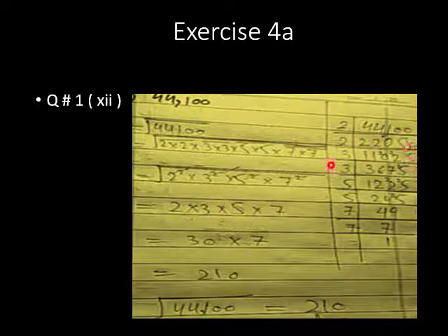2 5s are 10. Then 3 3s are 9, 2 is left. 3 6s are 18, 2 left. 3 7s are 21, 1 left. 3 5s are 15. Then we will write 3 1s are 3, 3 2s are 6, 3 2s are 6, 1 is left. 3 5s are 15. Now here is 5 and this 5 will be cut by 5. 5 2s are 10. We saw the factorization of 1225 in the previous question.